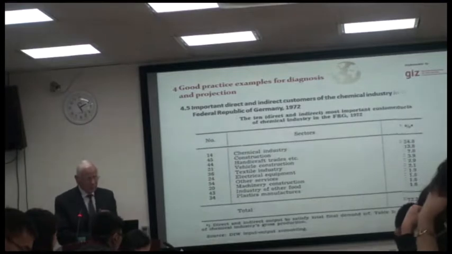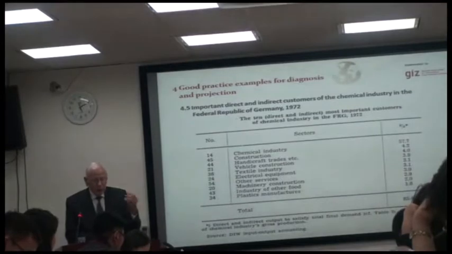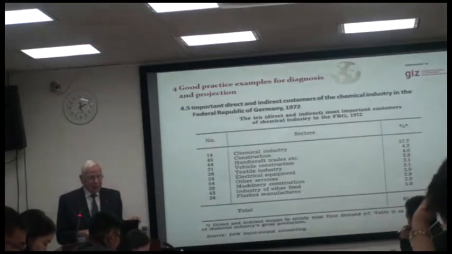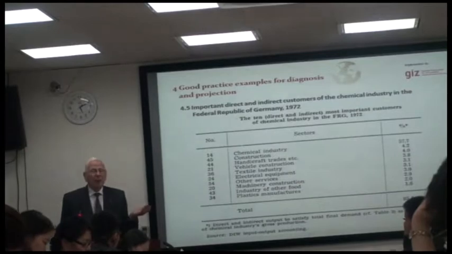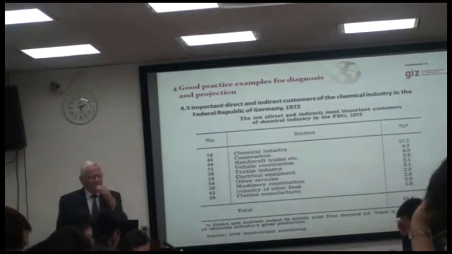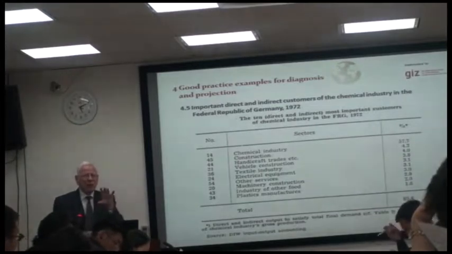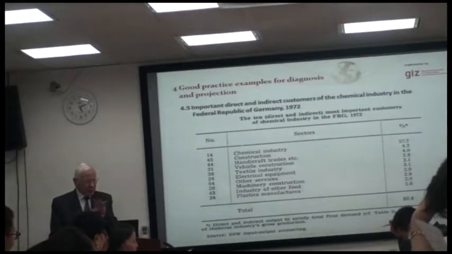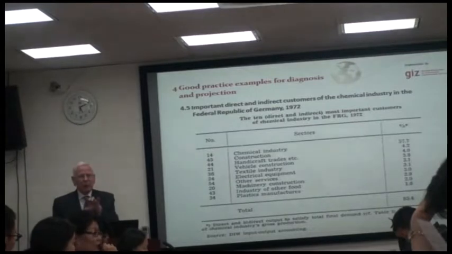And I think the last one for today is the important direct and indirect customers, the users of the chemical industry in the Federal Republic of Germany. Again, the 10 most important direct and indirect users or customers, including the chemical industry itself. Why? The chemical industry in Germany is disaggregated into 4 subcomponents: the basic chemicals, then some prefabricated chemical products, then some products for hospitals, the medicine, and then plastics.